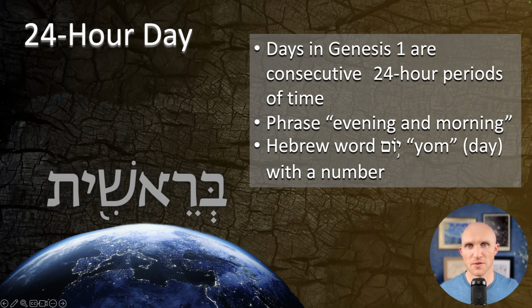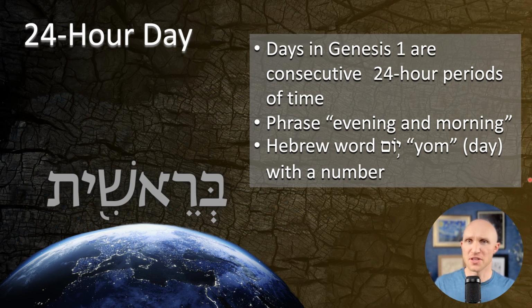The 24-hour day view and the young Earth creationism view are also going to pull the genealogical information, specifically from Genesis chapter 5, and then they're going to pick back up in Genesis chapter 11. And this is because this genealogical information contains ages of the individuals, such as how old they were when they died. Now, there's more to it than just this. This is just the general overview of it. But again, it's this idea that Genesis chapter 1 describes 6 literal 24-hour periods of time.